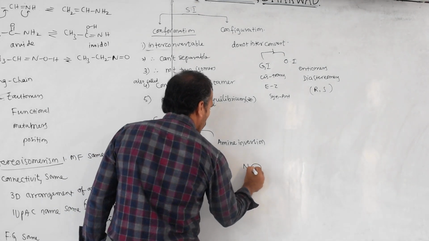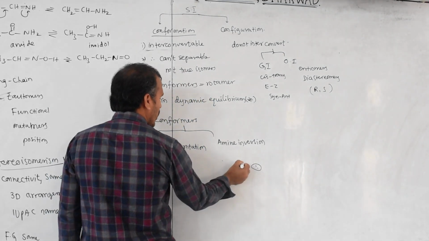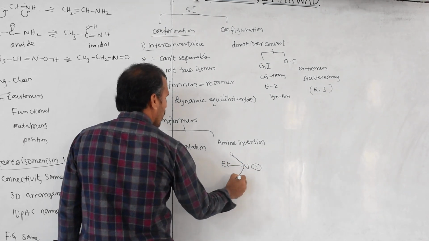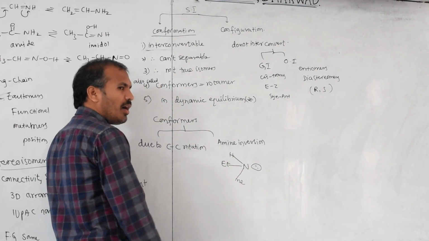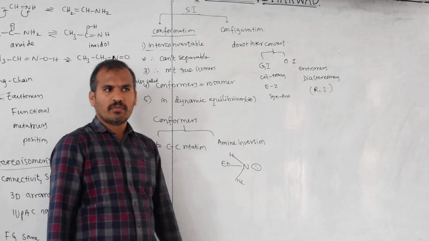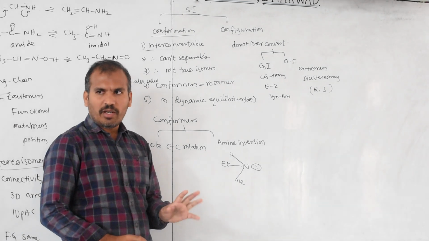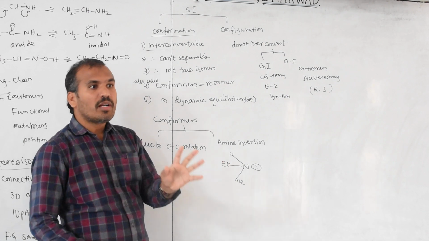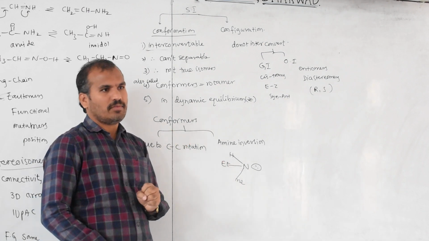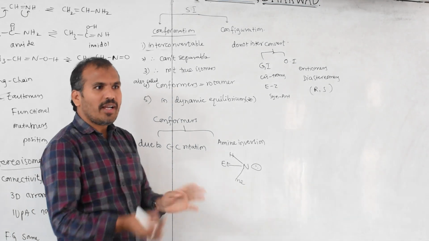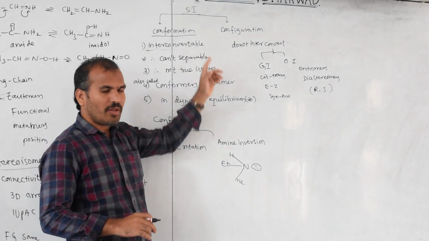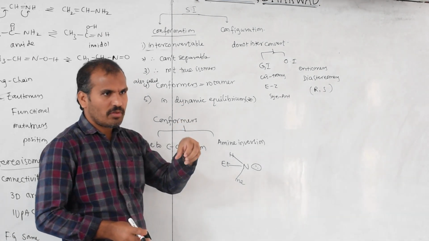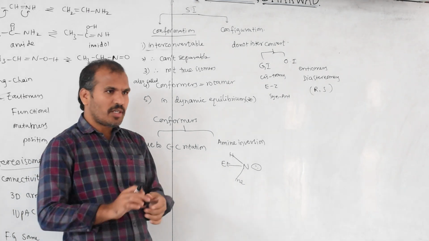Nitrogen, lone pair, hydrogen, ethyl group, methyl. Are all of them different around the nitrogen? Different means what do you call it? Chiral. It is chiral but not optically active. The reason: these are immediately interconvertible. When it is interconvertible, we cannot separate it as a pure compound. Therefore, it is not optically active.